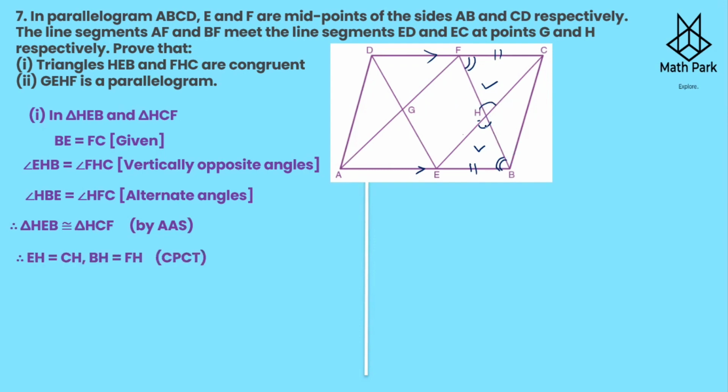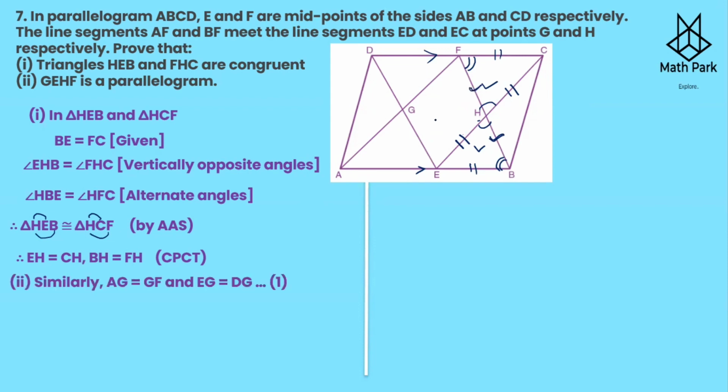Therefore, looking at the corresponding parts, EH is equal to CH and you have BH is equal to FH by CPCT.